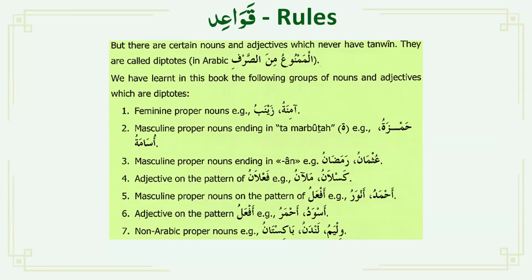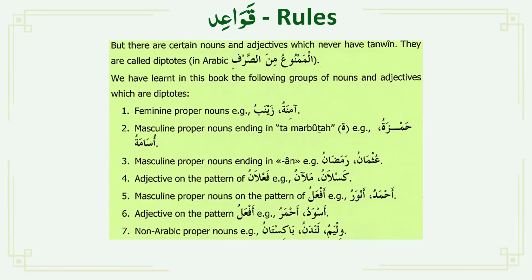So we learned in this book the following groups of nouns and adjectives which are diptotes. There are exceptions. They're mamnu min as-sarf. They're diptotes. Feminine proper nouns, for example, Aminatu, Zainabu, will not have a tanween. We're not going to say Aminatun, Zainabun. They're part of the exception. You will never have a tanween.